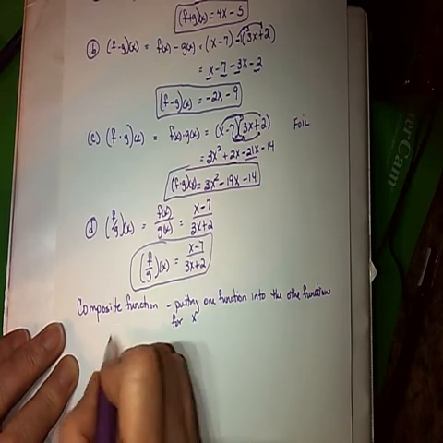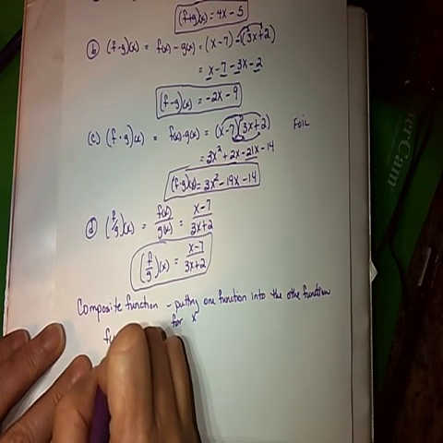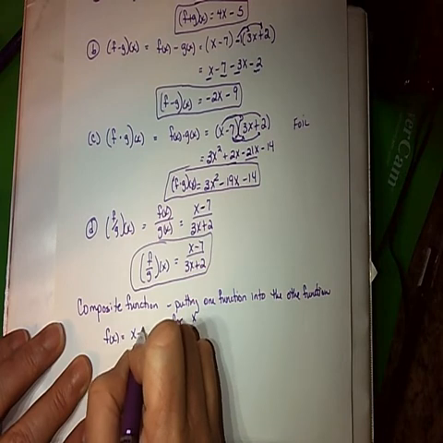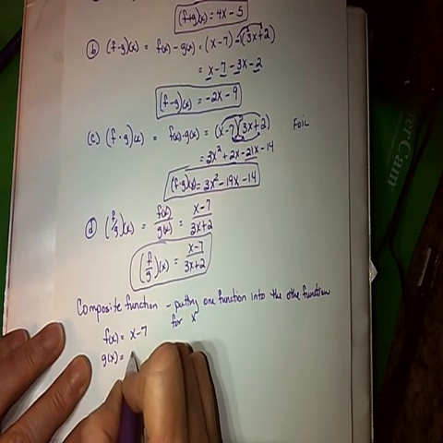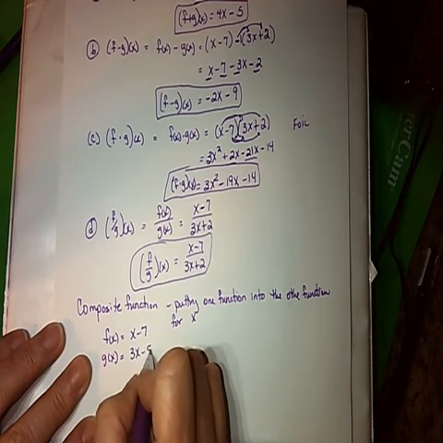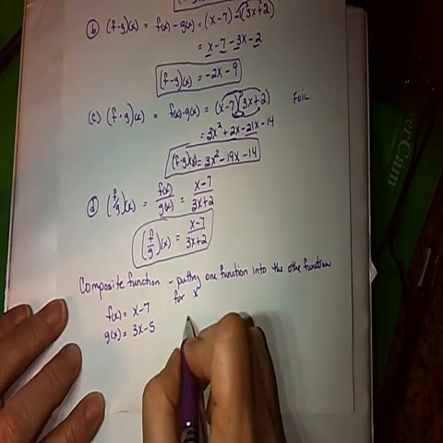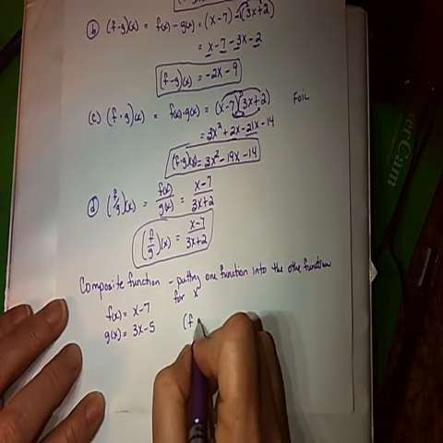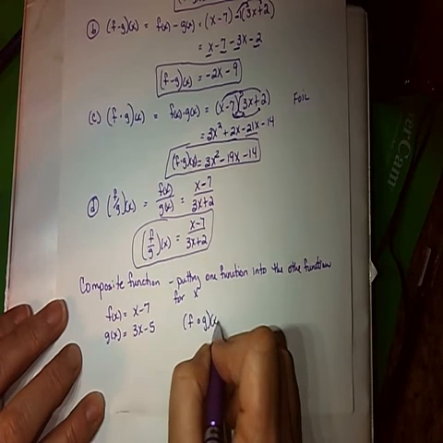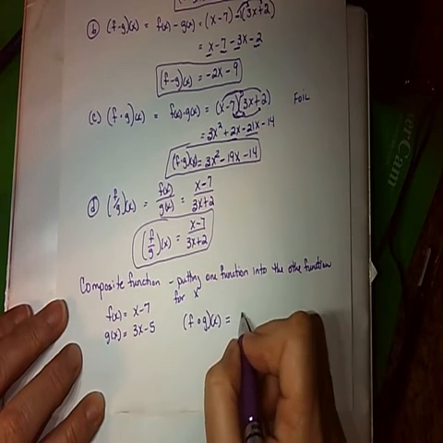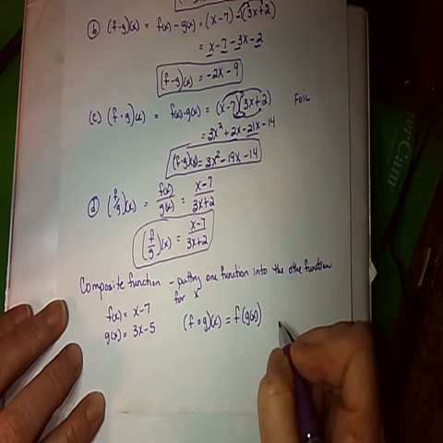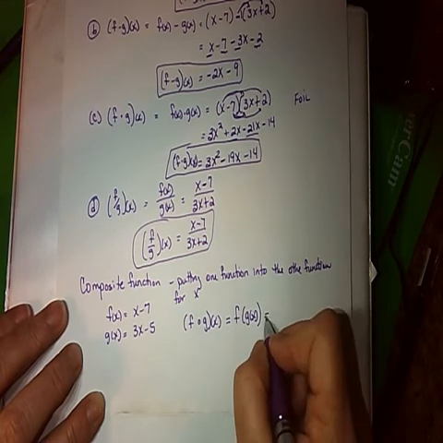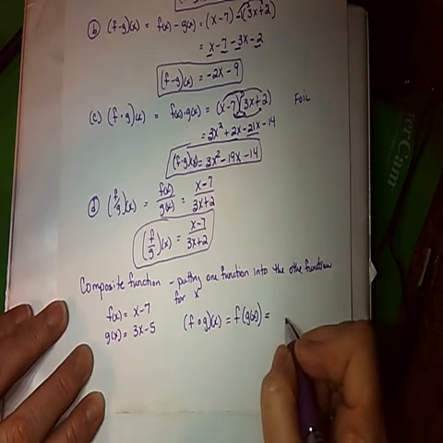So let's use the same two functions. The f of x equals x minus 7 and the g of x equals 3x minus 5. And we're going to put them together. We're going to do f of g of x. That's my composite. So I'm putting my g function into my f function for every x that's in my f function.